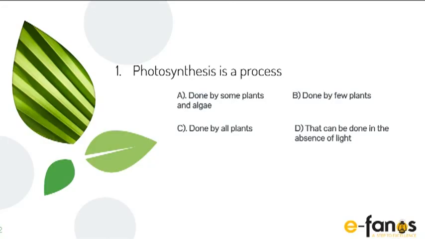It's time for a few review questions now. Photosynthesis is a process A, done by some plants and algae, B, done by few plants, C, done by all plants, D, that can be done in the absence of light. And the correct answer is C. Photosynthesis is done by all plants.